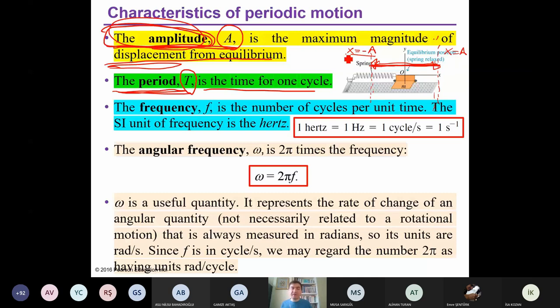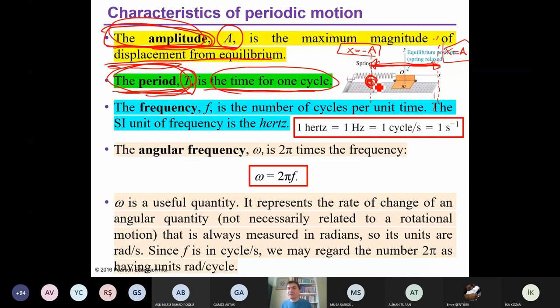The period here on the left side defines the time for one cycle. What do I mean by one cycle? Just consider that, first of all, you have compressed the spring at this position. Okay, let's consider this is the starting point, and then you release the glider. Then the glider will move in the positive x direction.